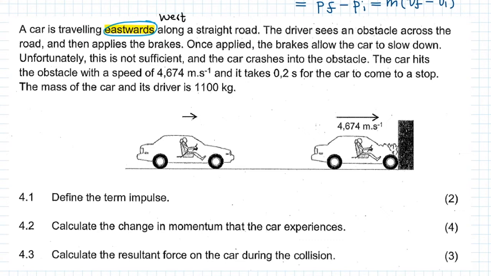They now say the driver sees an obstacle across the road and then applies the brakes. Once applied, the brakes allow the car to slow down. Unfortunately, this is not sufficient and the car crashes into the obstacle. The car hits the obstacle with a speed of 4,674 meters per second, and it takes 0,2 seconds for the car to come to a stop. The mass of the car is 1,100 kilograms.